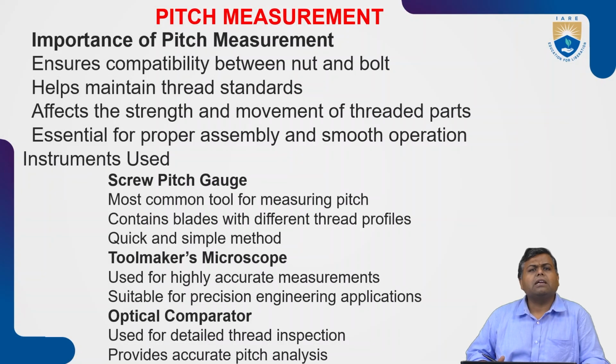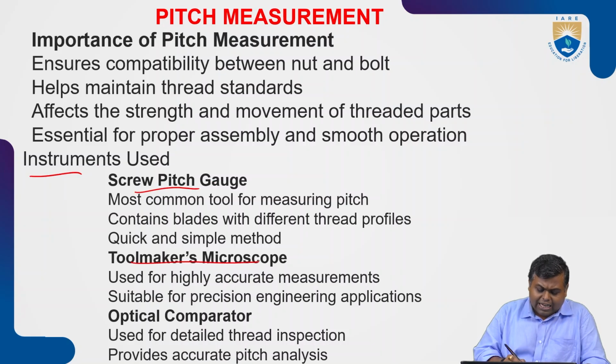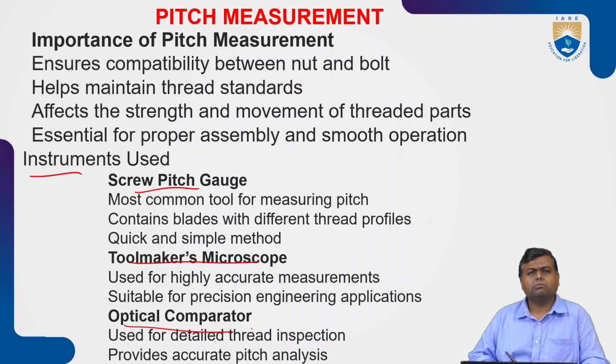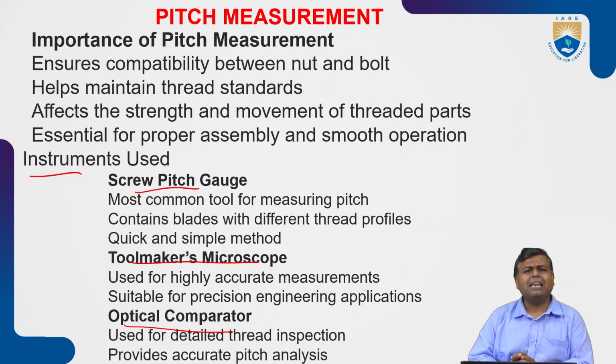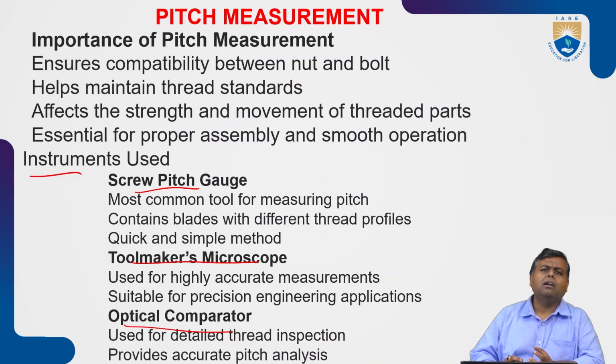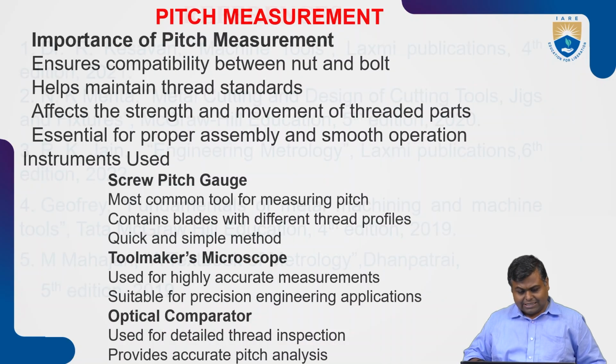The next is pitch measurement. The instruments used for pitch measurement are screw pitch gauge, toolmaker's microscope, and optical comparators. These three are different types of instruments. Most commonly used is the screw pitch gauge; the toolmaker's microscope is for accuracy applications; and with optical comparators we can compare with the standards. So pitch ensures the compatibility between nut and bolt, maintains the movement of the thread parts, and helps us to make smooth operations.